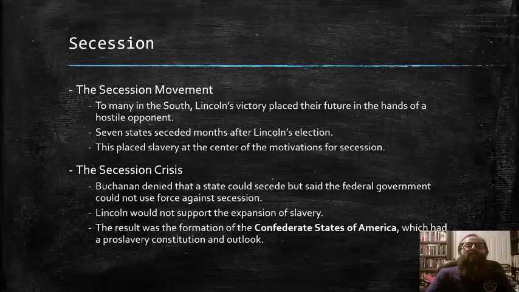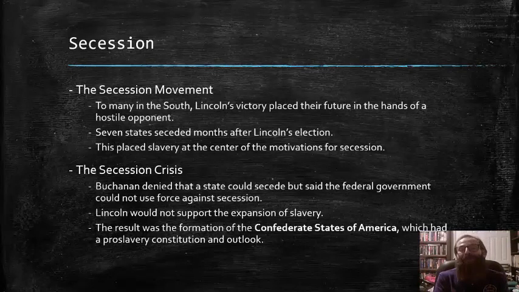To many in the South, Lincoln's victory placed their future in the hands of a hostile opponent. Southerners were convinced that Lincoln and the Republicans not only sought to prohibit the expansion of slavery, but sought to abolish slavery itself. As a result, 7 states seceded months after Lincoln's election, and this placed slavery at the center of the motivations for secession.